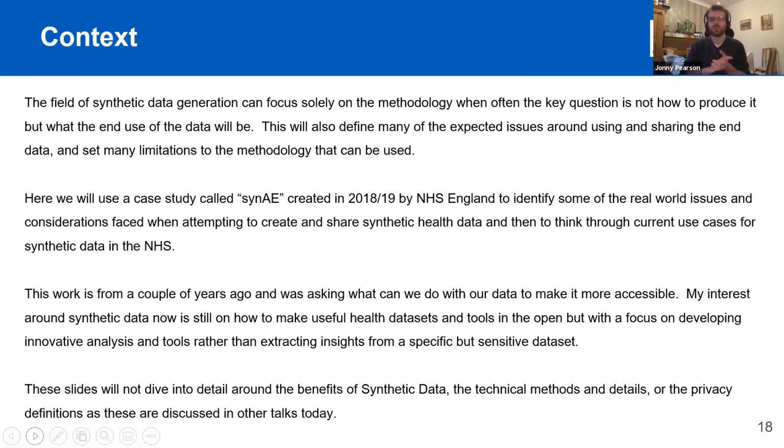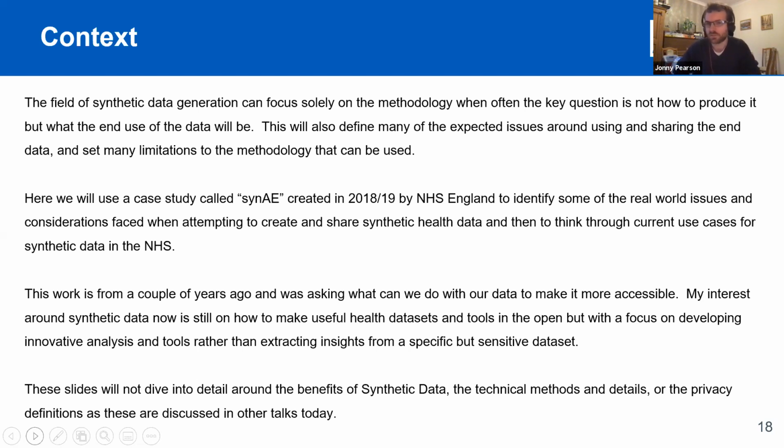So we're going to use SynAE, synthetic A&E, as an example. We'll go through that as quickly as I can because I've not got a huge amount of time. Then we're going to look at some of the current use cases as well, to try and take out the lessons learned from the synthetic A&E and couple it with what I think are some of the real use cases of today.